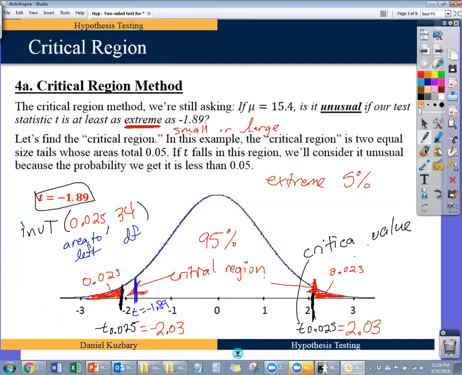So why does that matter? Well, the critical region marked off the extreme values, the rare values, the unusual values, and because t's not in there, we're going to say t's not unusual. So is it unusual if our test statistic is at least as extreme as that? We're going to say no, it's not.